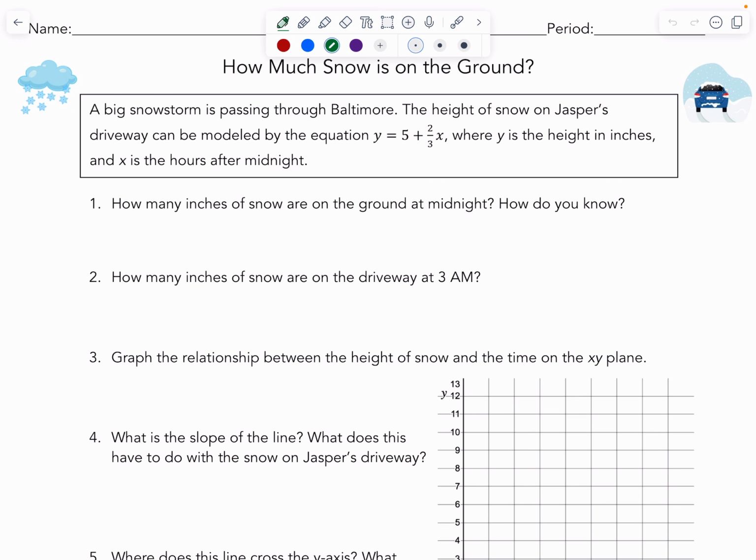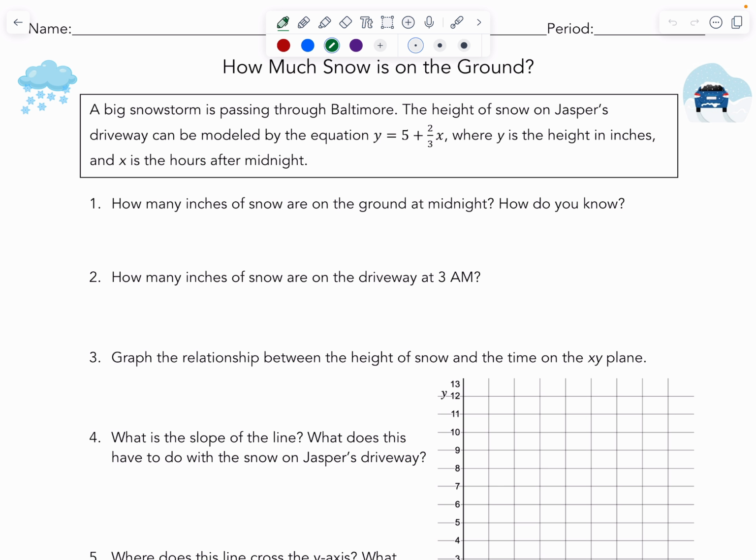All right, so let's go ahead and take a look at this lesson. A big snowstorm is passing through Baltimore. The height of the snow on Jasper's driveway can be modeled by this equation, where y is the height in inches and x is the number of hours after midnight. How many inches of snow are on the ground at midnight?